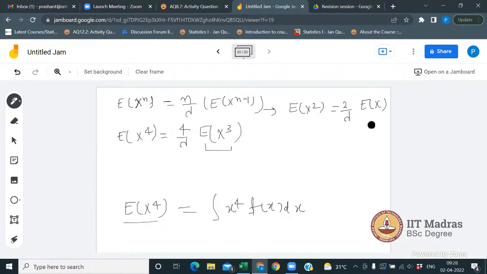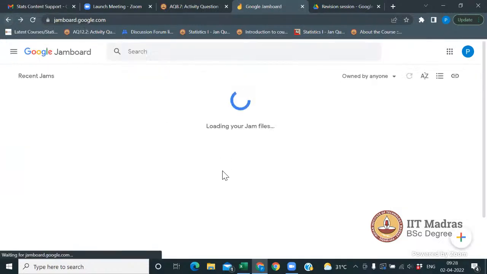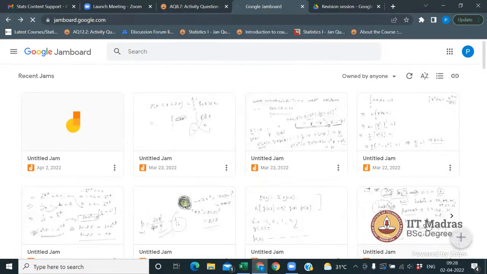Then it will be 2 by lambda times the expectation of x, which is 1 by lambda. So it will be 2 by lambda square. That is the expectation of x square. Similarly, you know the expectation of x is 1 by lambda. If you put that in this equation, you will get the variance directly. Yes, it was in regard to variance only that we had done this. Thank you. Okay, so anything else?